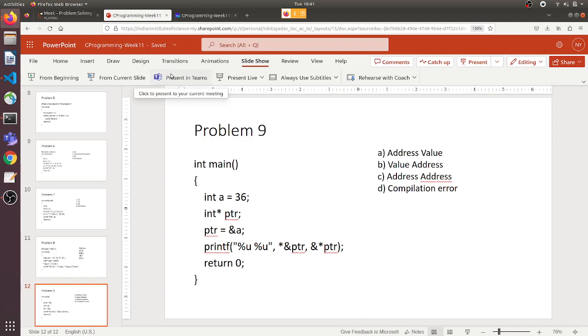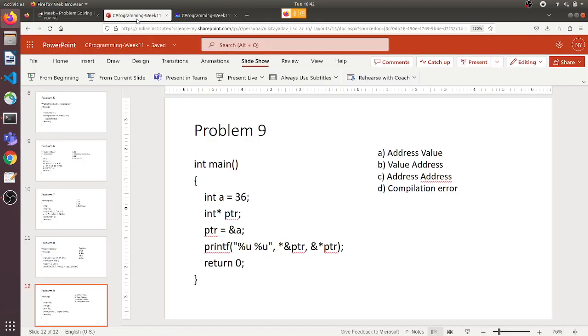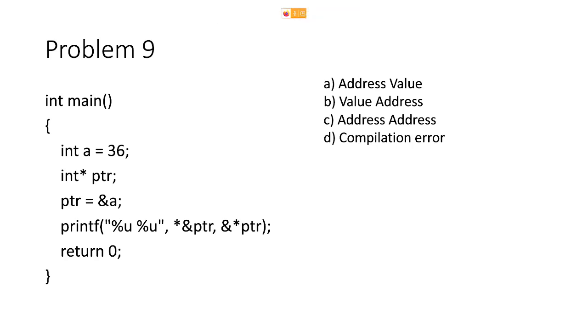Any question? No. So this ampersand is used to get the address of a variable. You have the variable a, you're using ampersand, and that address, like this 1000, you can get by using this ampersand operator. And then the star operator is used to get the value at an address. Just remember these two.